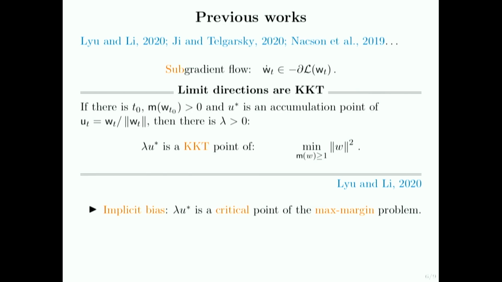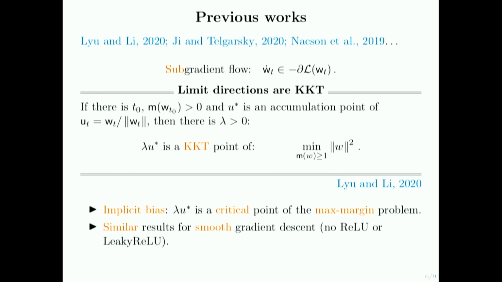And so this is some implicit bias, because at the beginning, when you look at the problem, you don't see the margin appear, but when you look at the limit of the direction, you see that the direction is some kind of critical point of the max margin problem. Okay, so they have the results for subgradient flows. They have also similar results for smooth gradient descent.